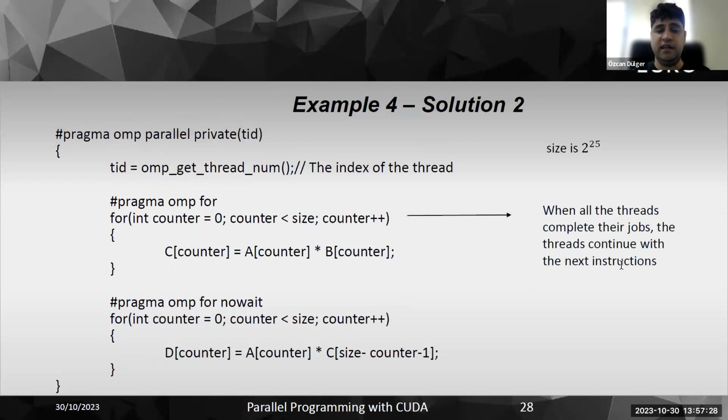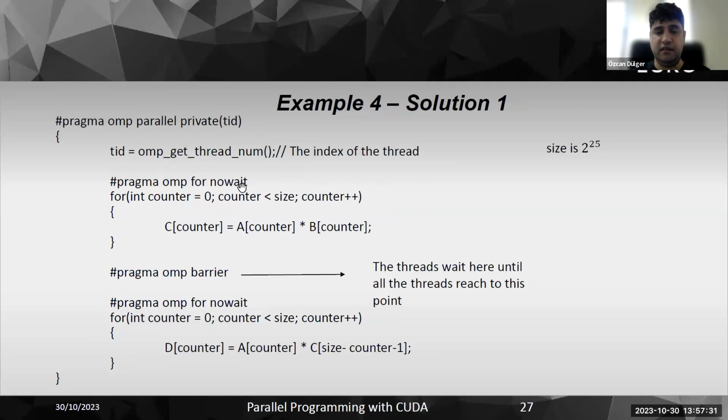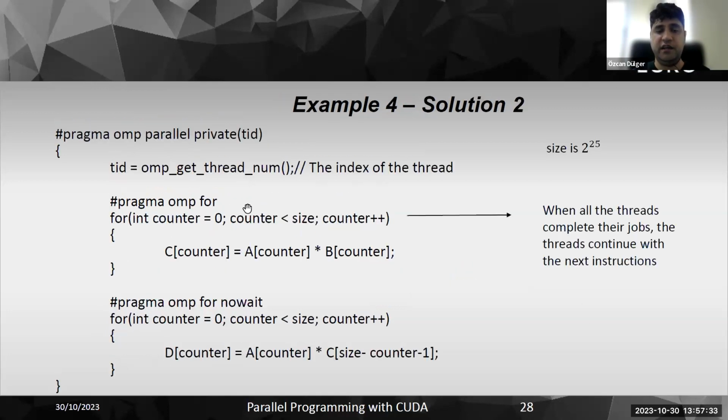In the second approach, there's a nowait clause here. We can remove it, and when we remove the nowait clause, there will be an implicit barrier here. That means when all the threads complete their job in this for loop, they will continue with the next instruction. So when a thread completes its job, it will wait for the other threads to complete their job. This is another solution in OpenMP.